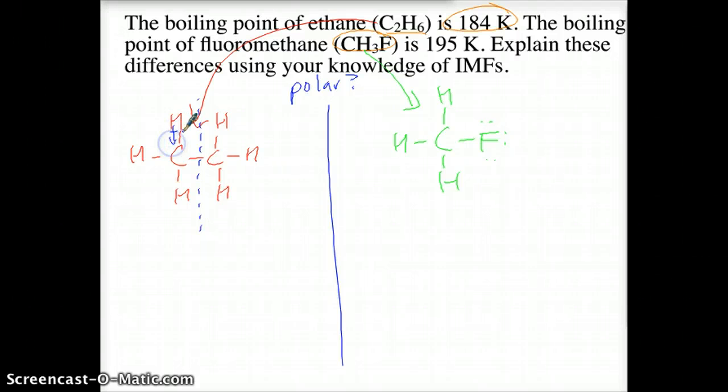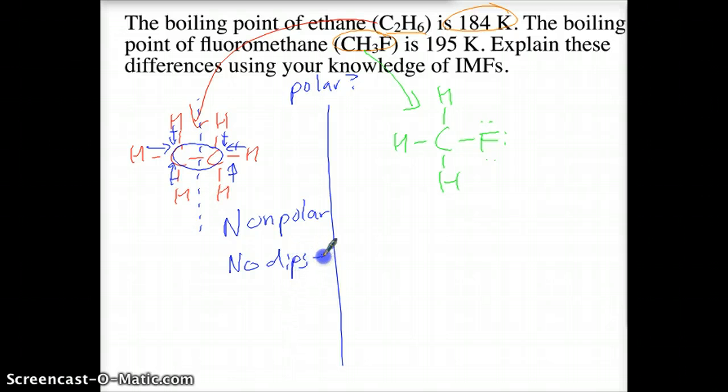So these dipoles cancel, same up here, these all cancel, these cancel, and this bond here has no dipole because they're the same atom, so they have the same electronegativity. So this is non-polar. So it has no dipole-dipole interactions. What about the other molecule?